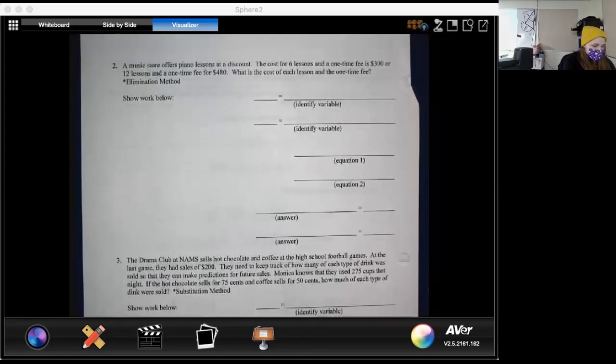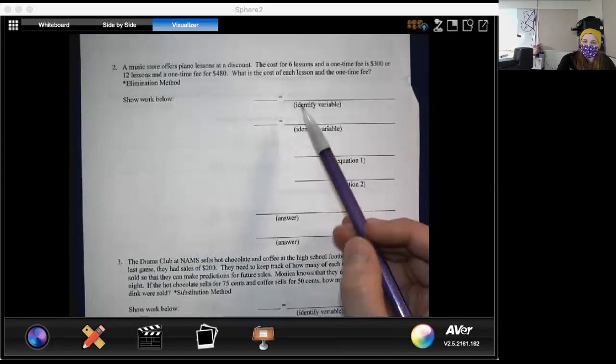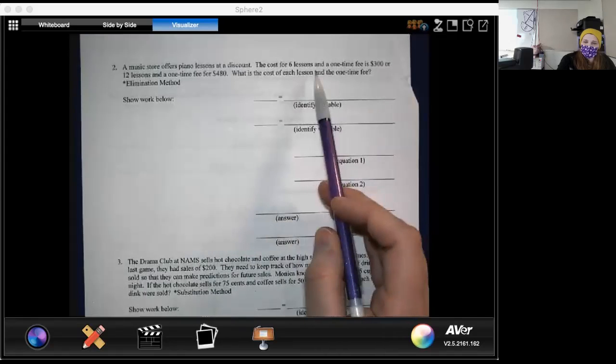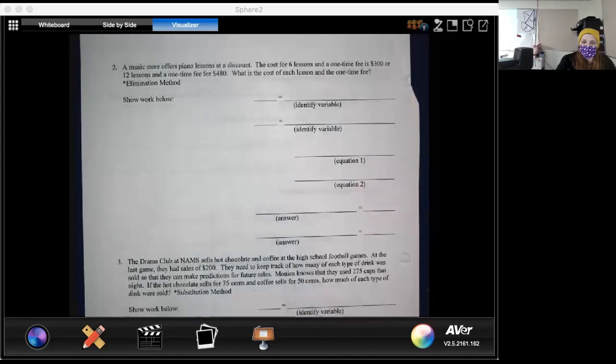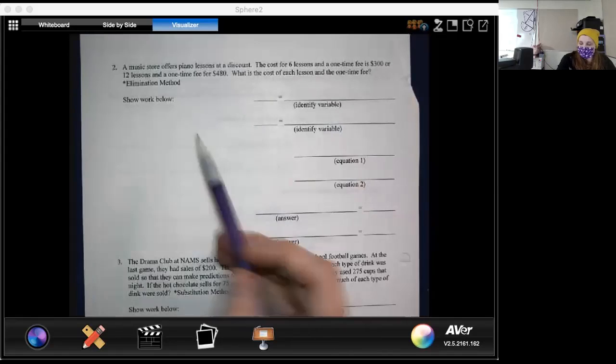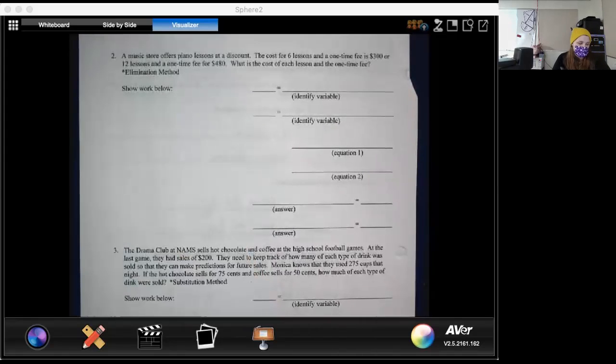Now, obviously, it's great to know that a music store is offering piano lessons at a discount, but is that really necessary for the problem itself? Not really. Really, the important parts are the numbers and the question. All right, so we definitely need to know what's going on with the lessons and the one-time fee, and we need to know what the question is. Okay? And obviously, we are doing the method of choice, which is elimination.